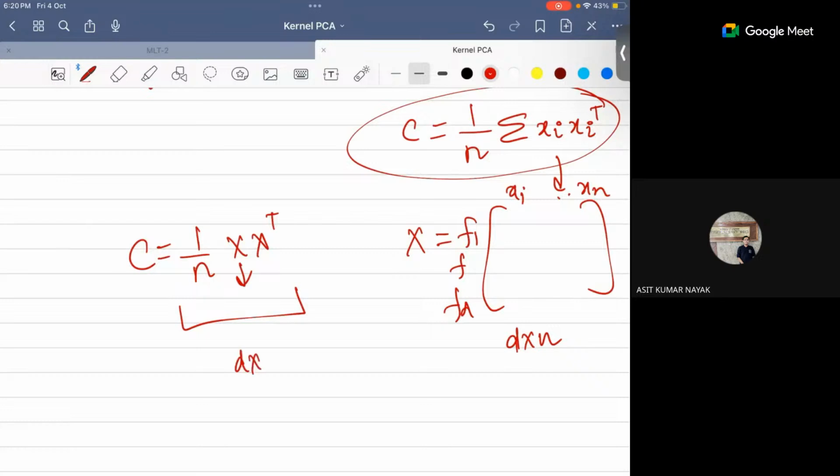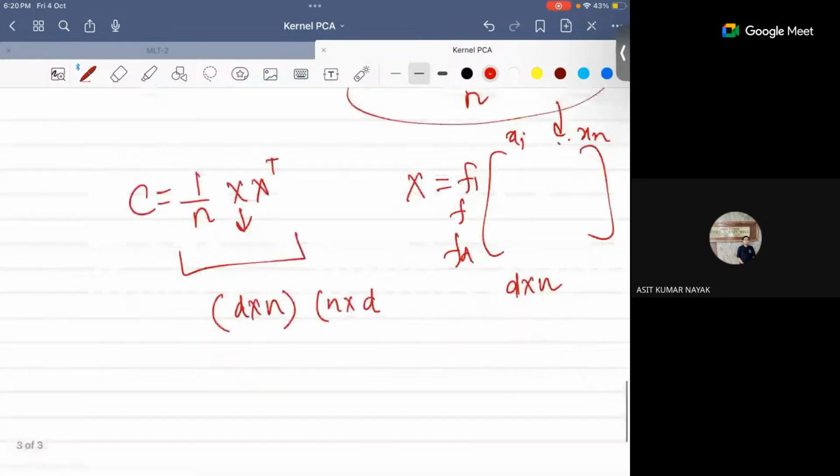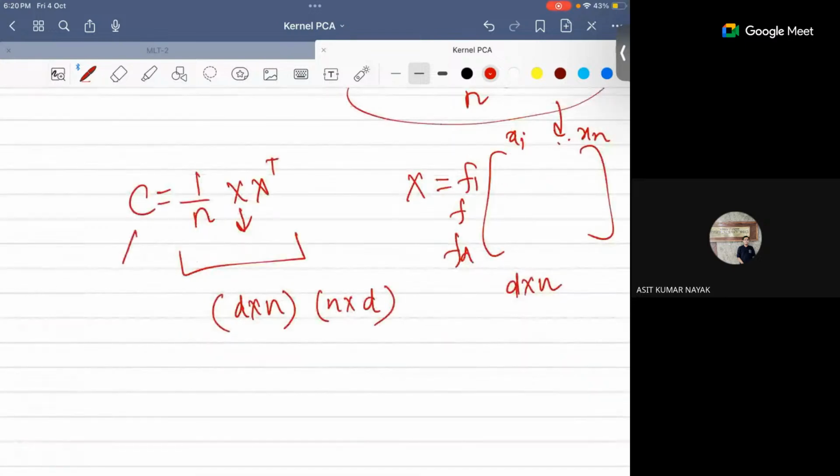So d cross n, and then you have n cross d. Yeah, correct. So the covariance matrix will be in the form of d cross d, and we know that. To calculate the eigen, we have to do that eigenvalue, eigenvector decomposition. From there you'll be able to calculate the eigenvalues and the eigenvectors, and we have to calculate the eigenvector corresponding to the maximum eigenvalue.